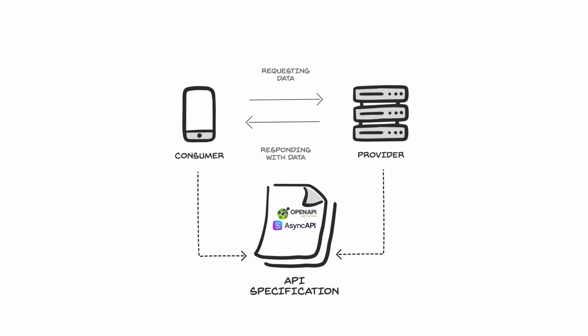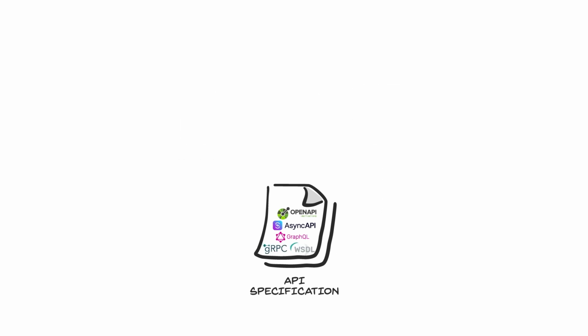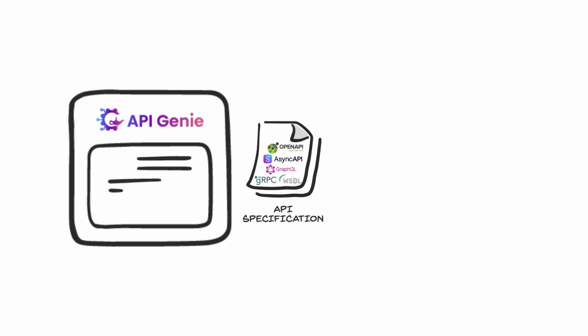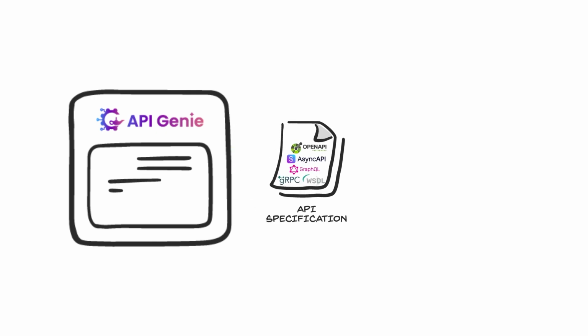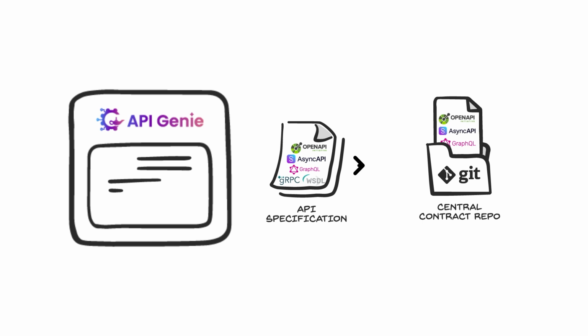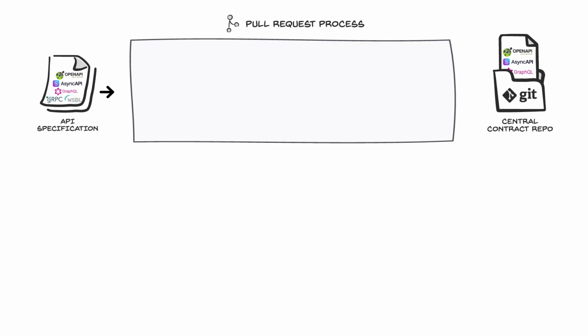Open API, Async API, GraphQL, gRPC, or WSDL specification. We can create this spec with no code using Specmatic Genie. The specification will be pushed to a Git repo, Redocly, SwaggerHub, or any other API portal, which is our single source of truth. To update a spec, we go through a pull request process.